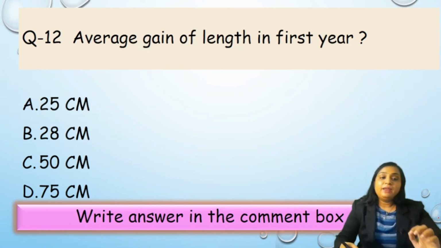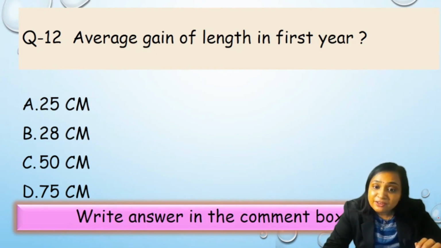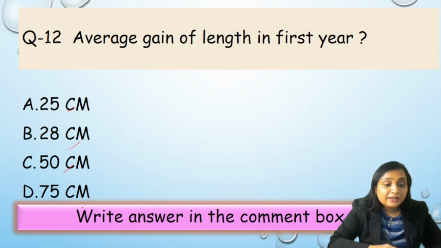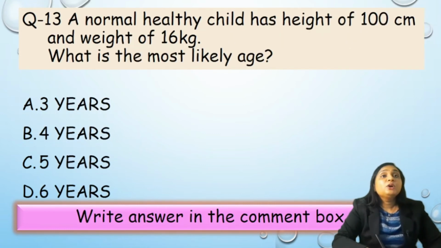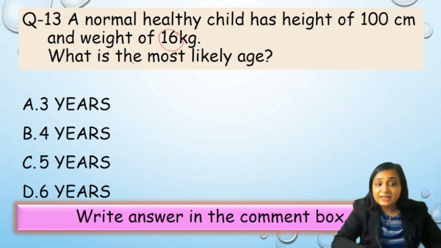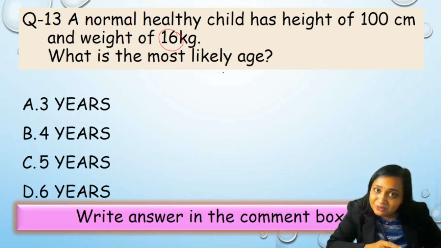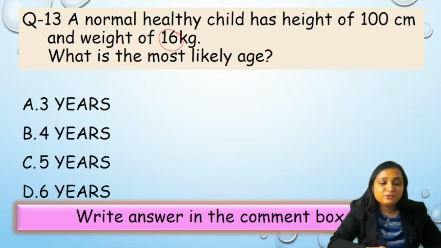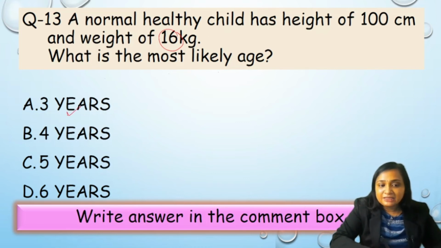So question number 12. Average gain of length in the first year is A, 25 cm; B, 28 cm; C, 50 cm; or D, 75 cm. Question number 13. A normal healthy child has height of 100 cm and weight of 16 kg. What is the most likely age? If you remember the formula of both the things, height and weight, you will be able to answer the question without confusion. Your options are A, 3 years; B, 4 years; C, 5 years; or D, 6 years.